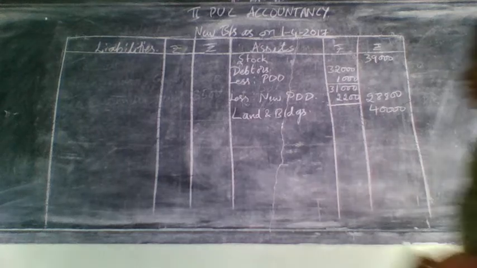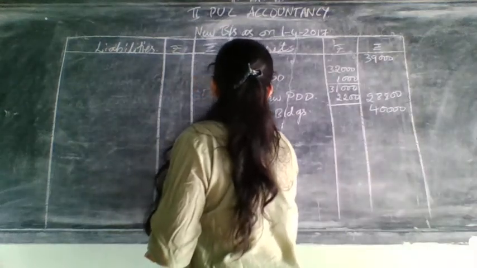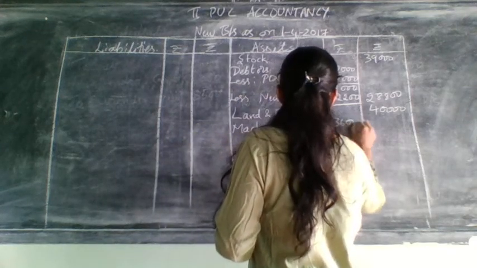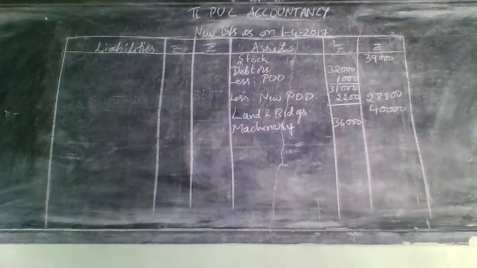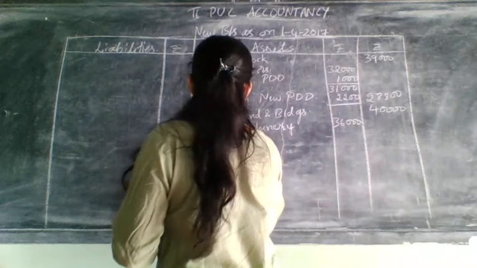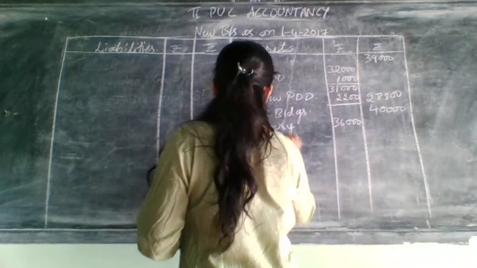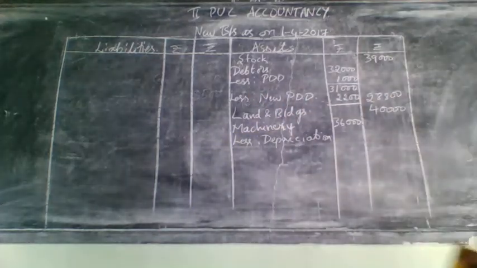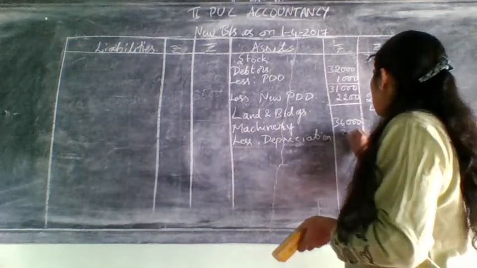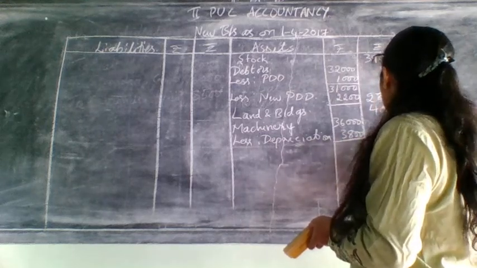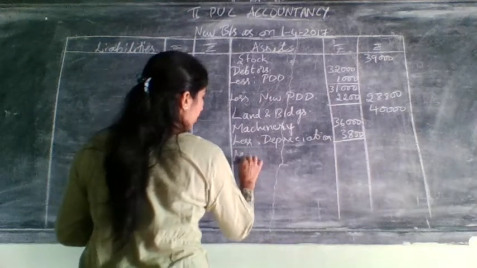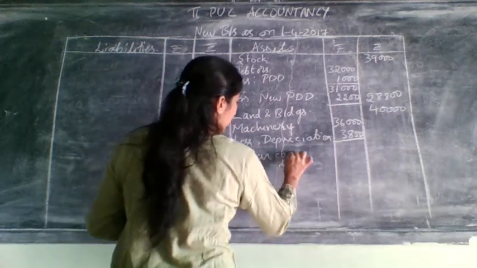Next, machinery 36,000. For this you are having an adjustment. What adjustment? Depreciation. That will come in the inner column. 36,000 for machinery, and for depreciation they give the amount, so take that amount directly, less depreciation, that is 3,800. Minus it and write it here in the outer column.